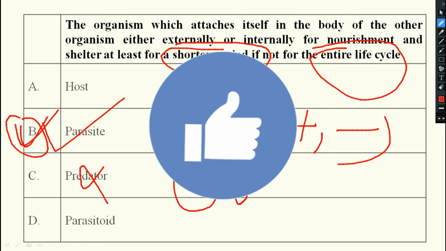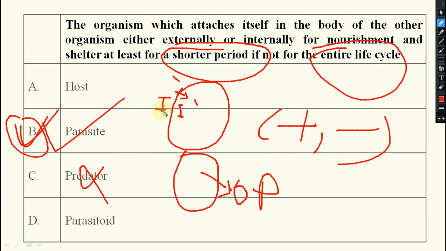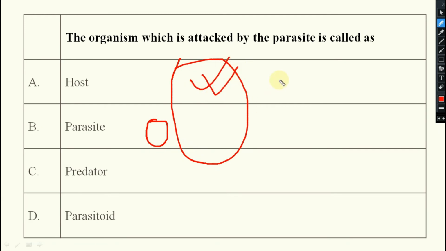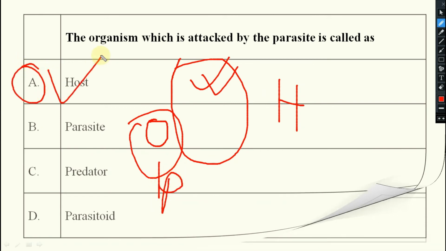It won't be a predator. Predator means a large organism and a small organism, and it will feed on that. This is known as the predator, and this is known as the parasite. Clear? Next, the organism which is attacked by the parasite: a small insect is attacking another bigger organism. So this bigger organism will be known as the host, and this smaller organism will be known as the parasite. So the answer will be host.